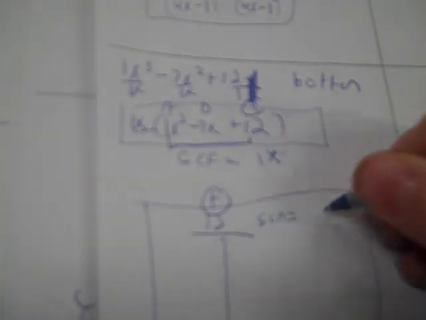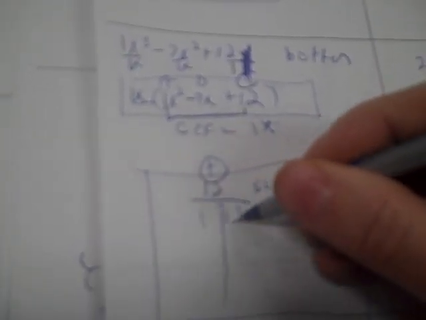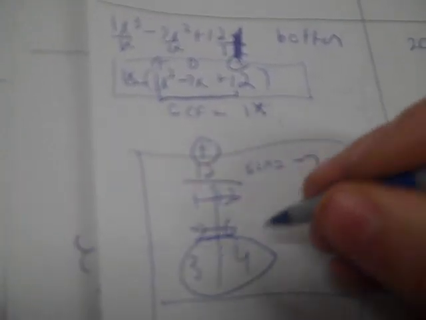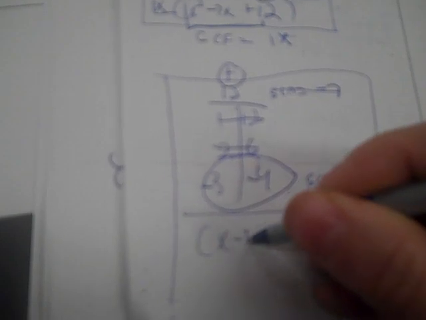1 times 12 is 12, positive. Sum of 7, negative. 1 and 12, no. 2 and 6, no. 3 and 4, yes. Apply negative to the larger number, and then the positive means the signs are the same. Okay, A is just 1, x to the second, so I can just put that as x minus 3 times x minus 4. Now in the GCF box, we got the 1x. Don't forget about that. So on bottom, you put 1x, parentheses, x minus 3, parentheses, x minus 4.